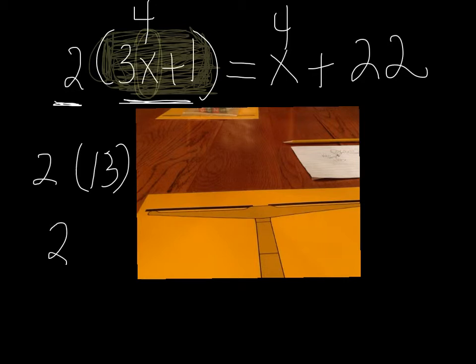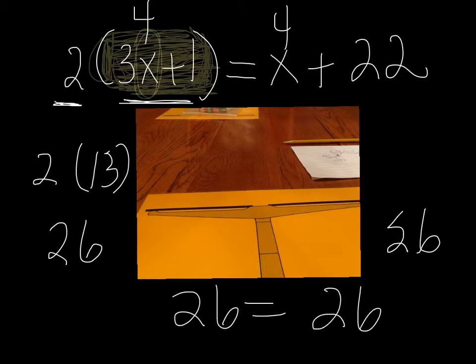Now let's try the other side. On the other side we said 4 plus 22, that's equal to 26. So does 26 equal 26? Yes. That check was a little harder because you have to do the work inside the parentheses first, then multiply it by the number outside of the parentheses.